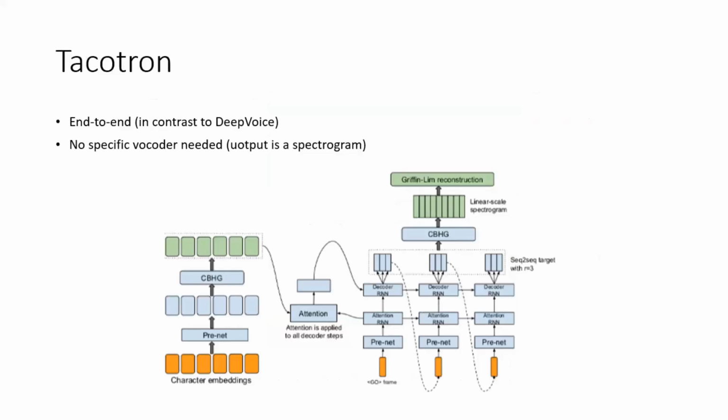Okay, so let's switch to another model, Tacotron. Tacotron can be trained in an end-to-end manner, and that differs it from the Deep Voice model that we considered before, which had 4 different networks that should be trained.